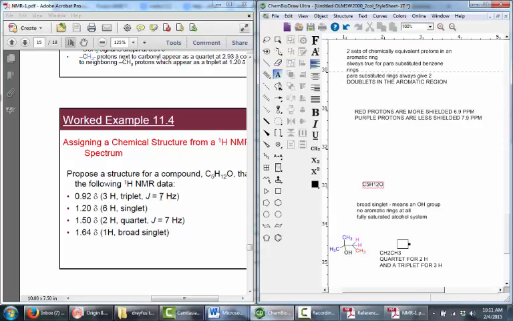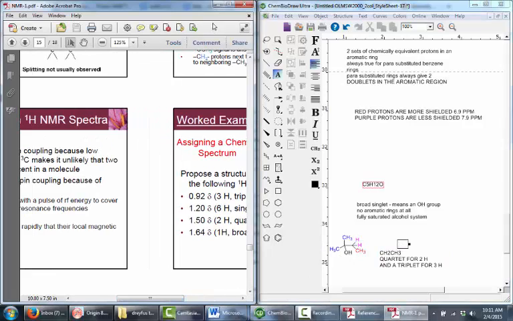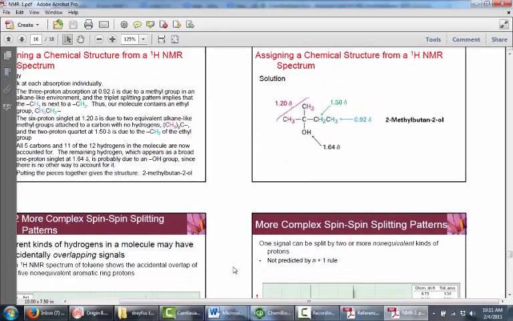Also noteworthy, these coupling constants: the purple couples with the red, and the red couples with the purple, and therefore their coupling constants are equal to each other. So they're both going to be 7 Hertz in this particular case. So let's see if they work through the example in the same way.